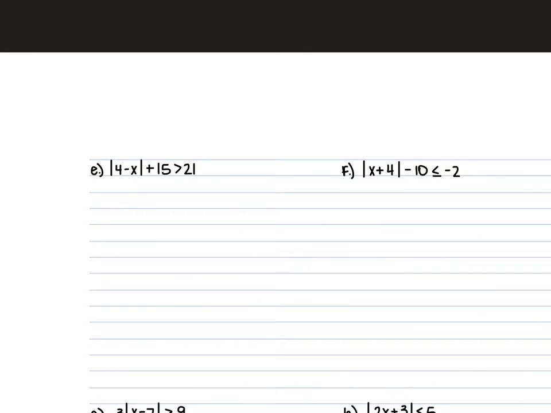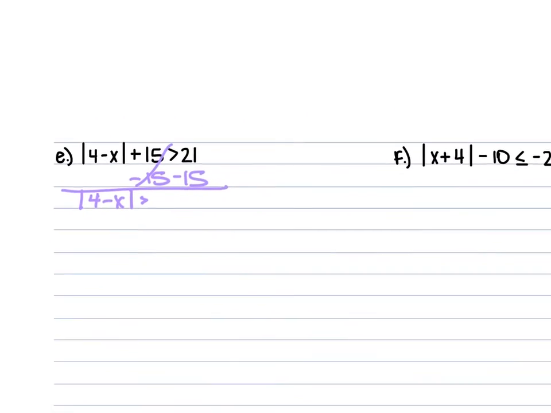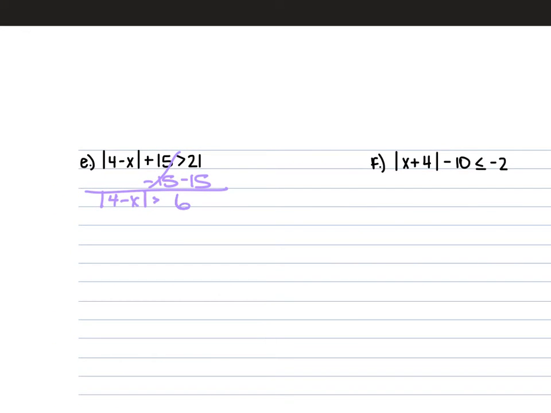For E, we have the absolute value of 4 minus x plus 15 is greater than 21. So we're going to subtract that 15 from each side. We get the absolute value of 4 minus x is greater than 6. From here, we're going to make two inequalities. So 4 minus x is less than negative 6, and 4 minus x is greater than positive 6.